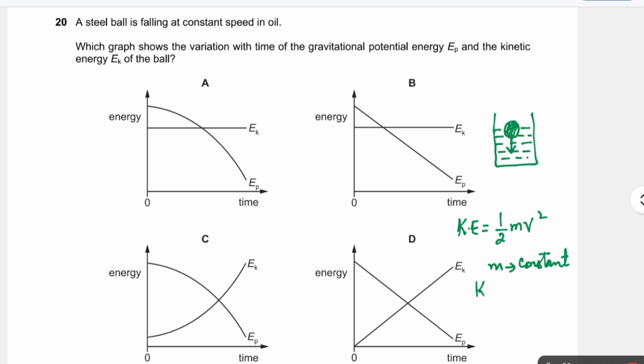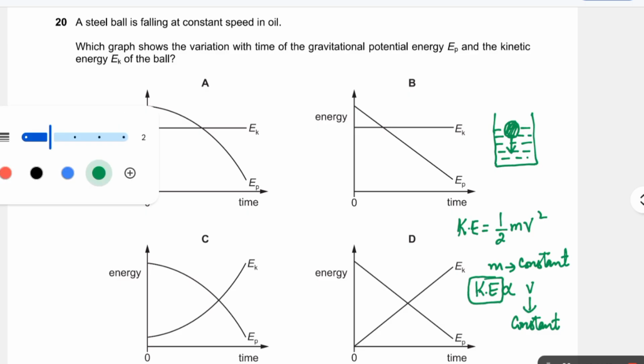So kinetic energy depends on what? It is directly related with the velocity. And he says in the question, a steel ball is falling at constant speed. That means velocity is constant. If this is constant, can we say kinetic energy is constant? Yes, kinetic energy is constant. Where are we finding the kinetic energy constant, in A, B, C or D? Clearly this is in B.